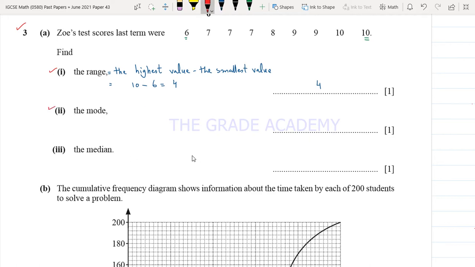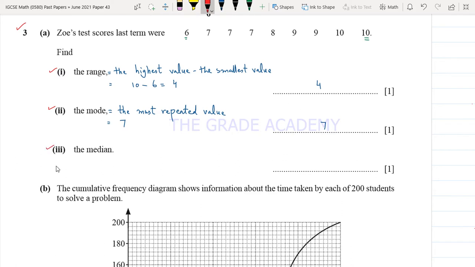Now we have to find the mode. The mode of a data is the most repeated value in the data, or the most frequent value. So what is the most repeated value or the most frequent value in this data? As you can see, 7 is the most repeated value over here. 7 is the most frequent value in this data. So 7 is the mode of this data.